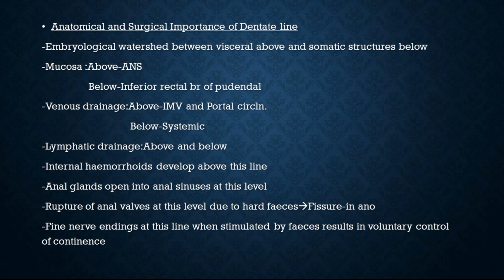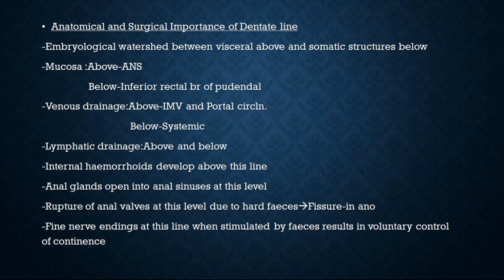Lymphatic drainage is also very important. Above the dentate line, lymphatic drainage is to the posterior rectal and para-aortic lymph nodes, and below it drains into the superficial inguinal and deep inguinal lymph nodes. Internal hemorrhoids develop above the dentate line, whereas the inferior hemorrhoidal plexus or external hemorrhoids develop below the dentate line in the perianal space. Next, anal glands open at this level into the anal sinuses. I will discuss anal gland infection in a later topic.